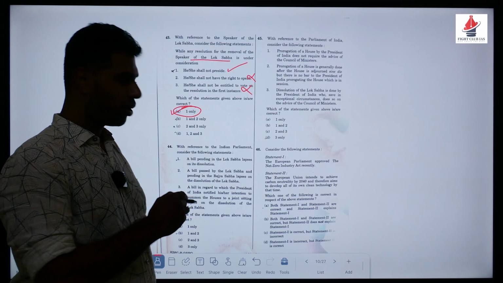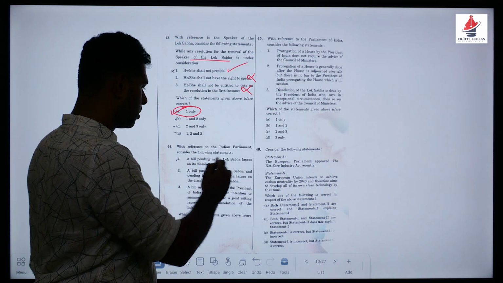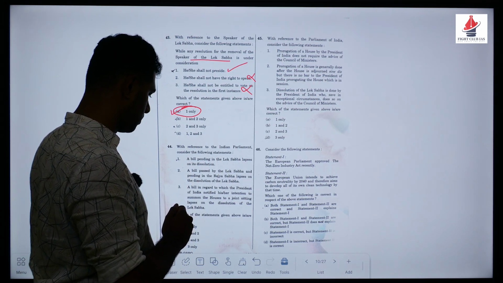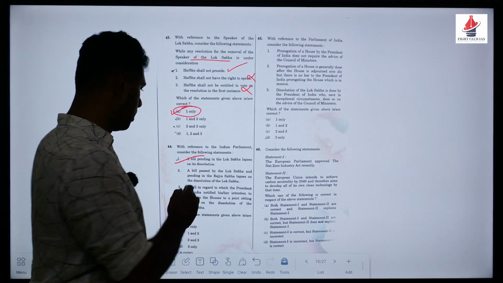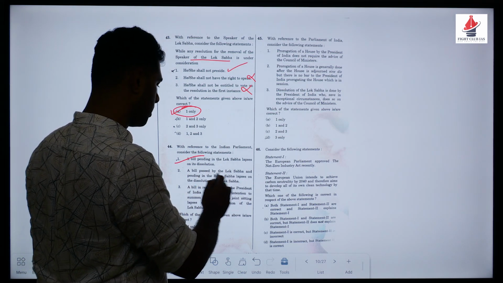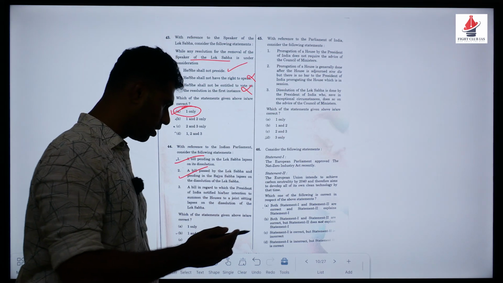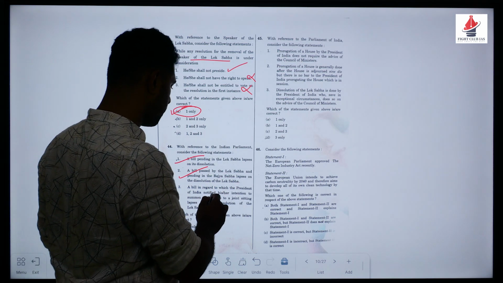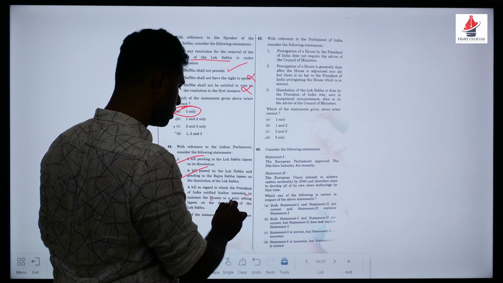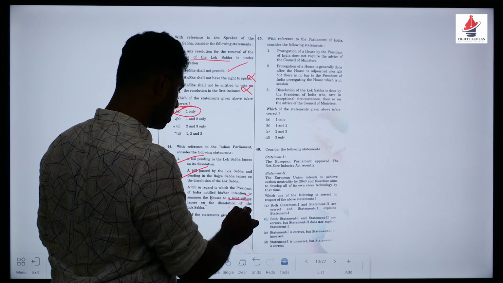Clear? Now coming to the 44th, a bill pending in the Lok Sabha passes on its dissolution. Yes, this is true. A bill passed by the Lok Sabha and pending in the Rajya Sabha lapses on the dissolution of the Lok Sabha. This is also correct. A bill in regard to which the President of India notified his intention to summon the houses to a joint sitting lapses on the dissolution of the Lok Sabha.